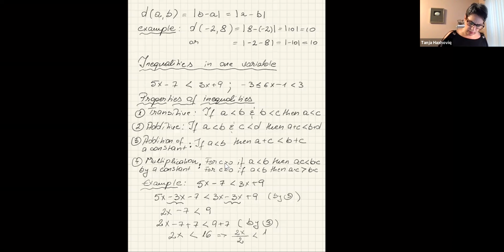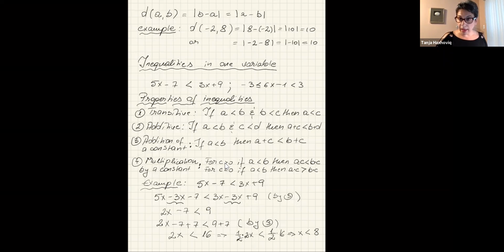Actually, let me just write this down. I'm multiplying both sides by 1 over 2. So 2 and 2 cancel here, and you are left with x. 16 divided by 2 is 8, so x is less than 8. So that's the solution, almost there.